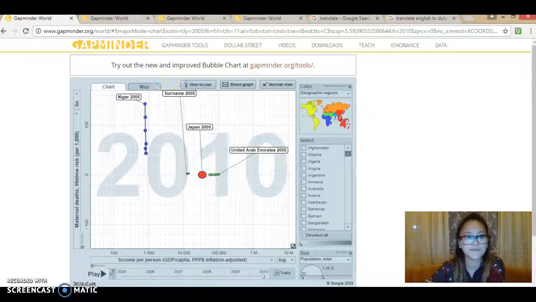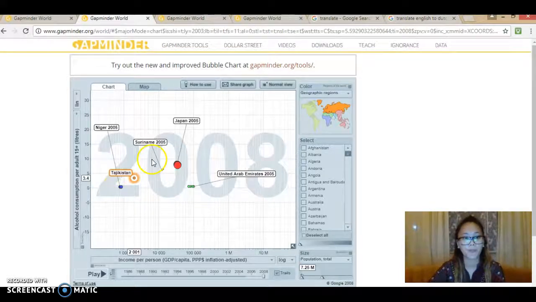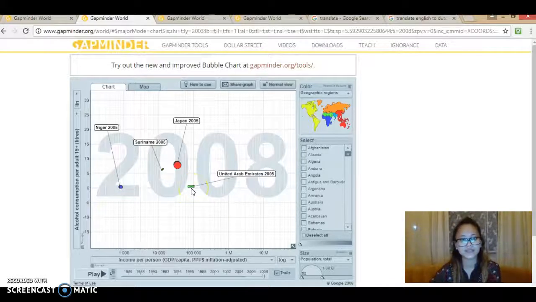Here we have another scatter plot for the second indicator, alcohol consumption per adult 15 plus. We have again Niger, Suriname, Japan, and United Arab Emirates. We started again in the year 2005 until 2008. Niger is a very poor country, but their alcohol consumption stayed in one line. In Suriname, again, it increased a little bit, while in Japan, it also stayed in one line. The United Arab Emirates is a very rich country, and you see that their income decreased a little bit, and their alcohol consumption stayed again in one line.